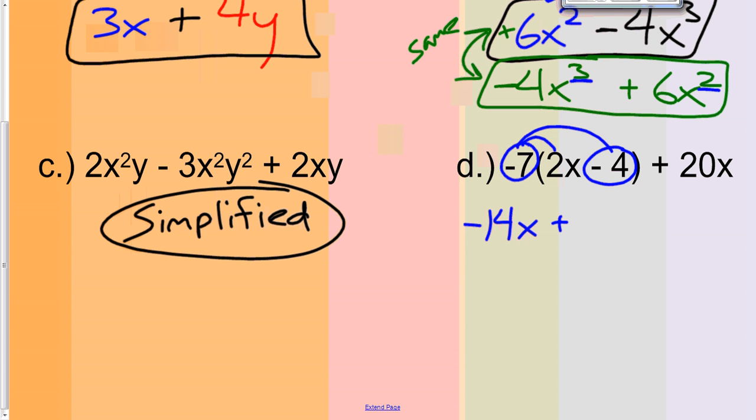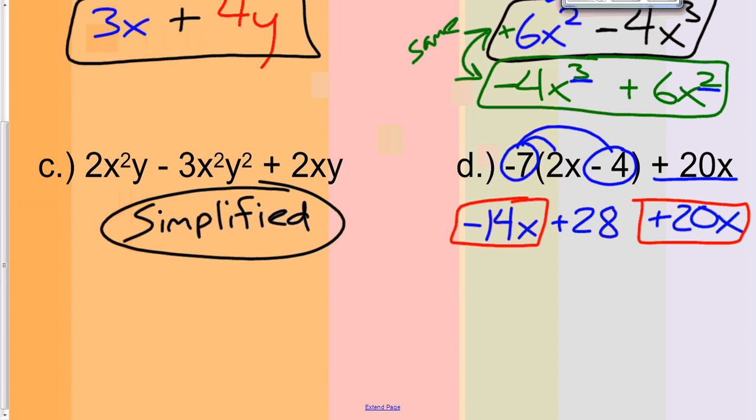So negative times a negative. Some of you write that as minus negative 4. That's fine, but remember that will turn positive anyway. And then we also have a plus 20x hanging out. And now after you do your distribution, you want to look for anything you can combine. I can combine negative 14x and 20x. 28 doesn't have a partner. So negative 14x plus 20x is going to be 6x, and then we have plus 28 hanging out. And there's our final answer.